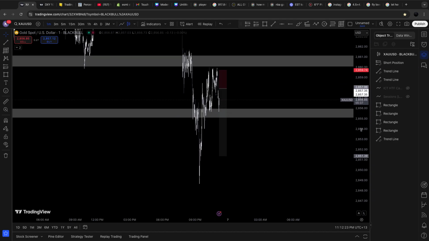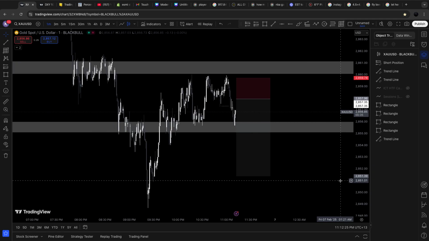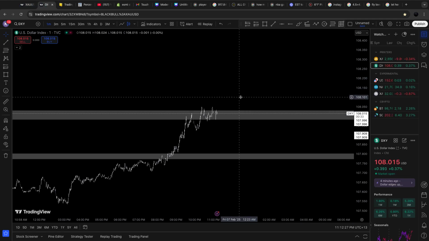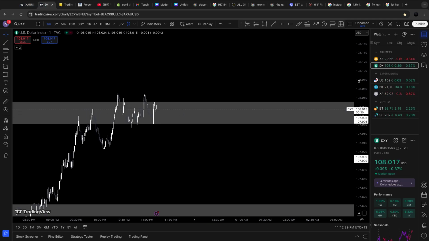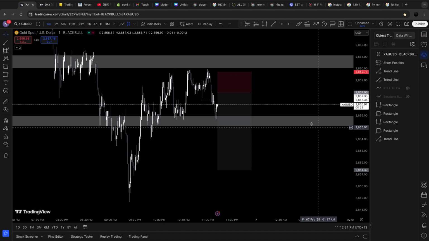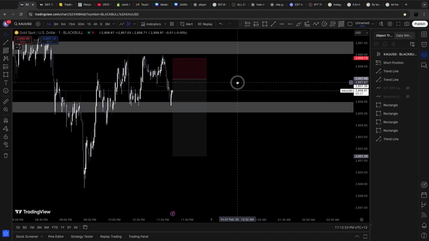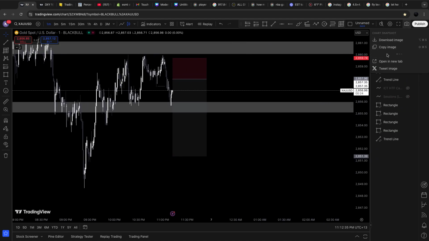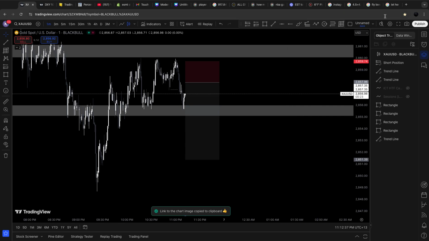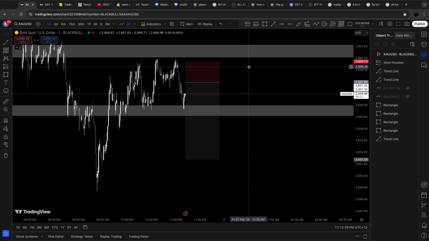I'm actually liking this play a lot. We're ranging, so it doesn't really help, but we're likely to sweep up and take this. So I'm actually gonna save that potential play and post it in the chat. But yeah, that's about it for Fibonacci extensions and Gann boxes and entries and all that. Yeah, that's about it.